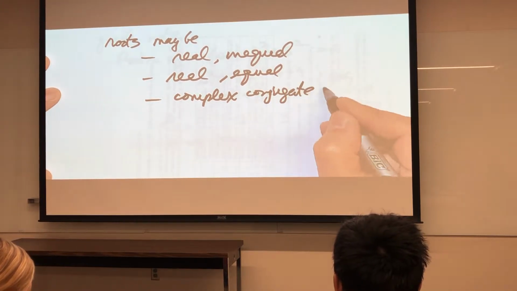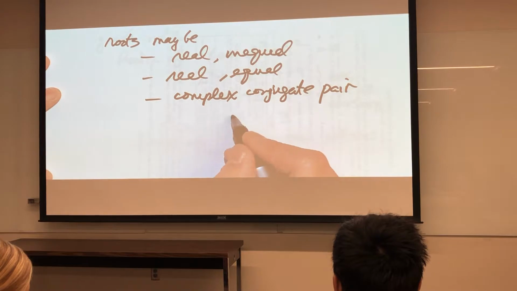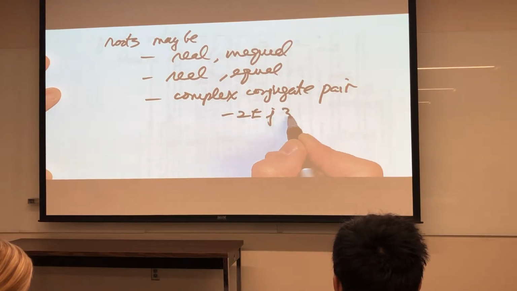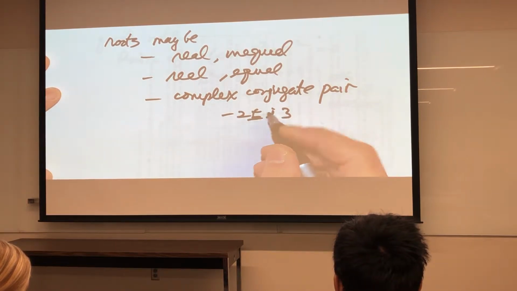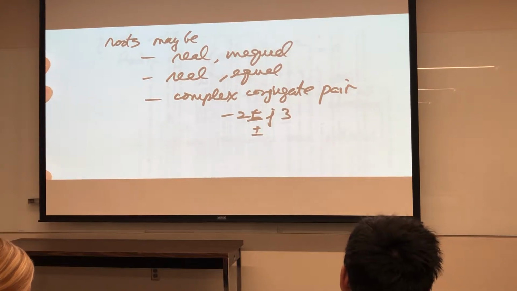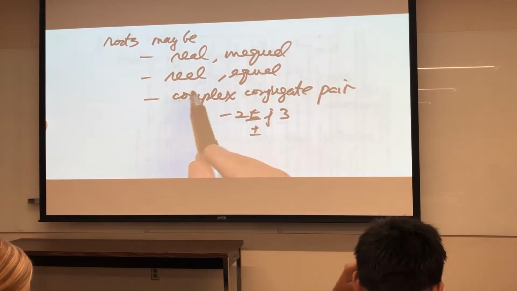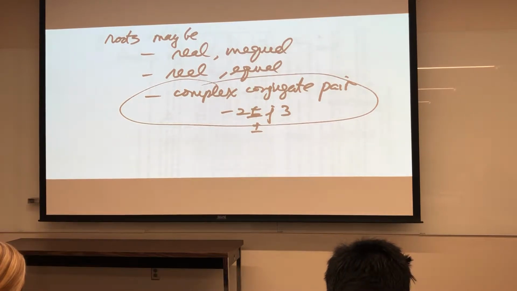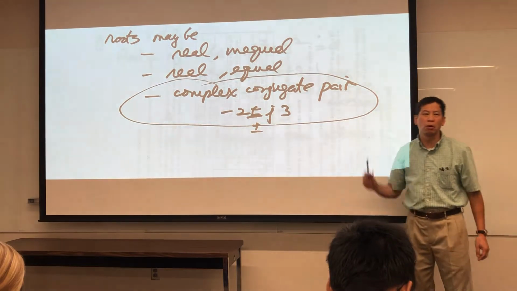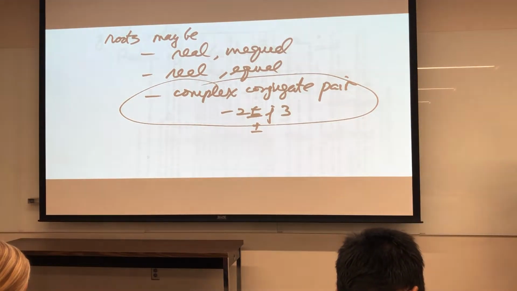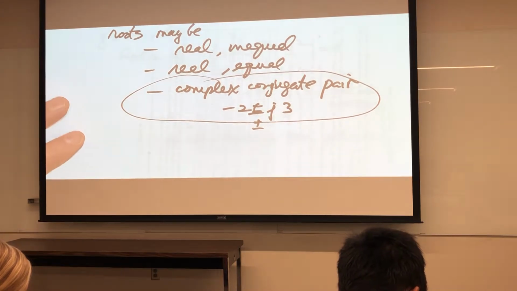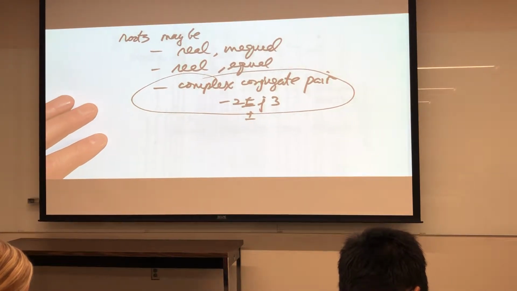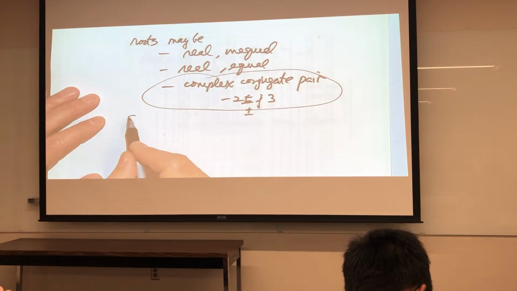They could be a complex conjugate pair, like -2 plus and minus j3. Plus and a minus. Okay, this is the case that we're going to focus our attention on. The reason we focus our attention on this particular case is because it gives the most interesting time response. All right. And let me sketch the time response for all three cases. Let me sketch the step response.